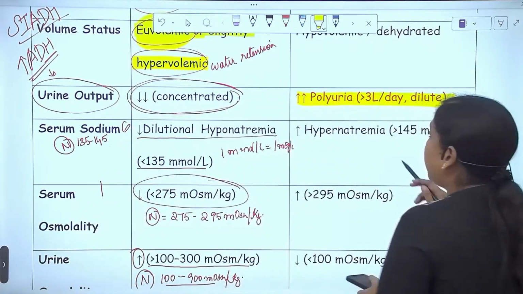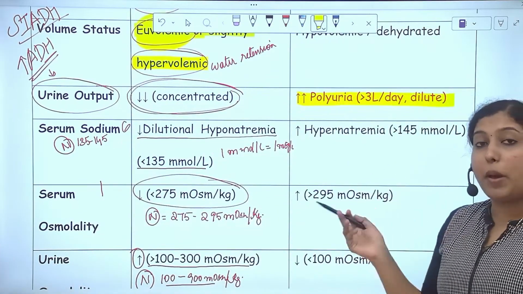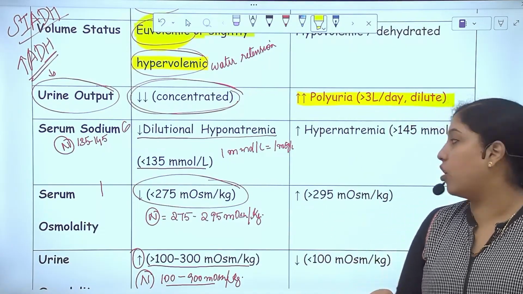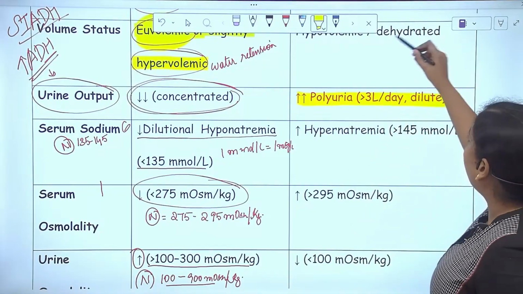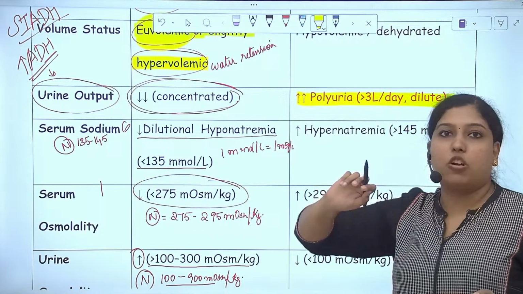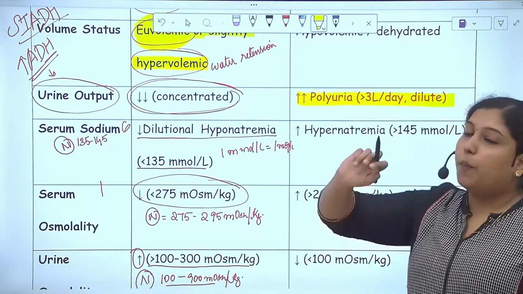On the other hand, if the patient has polyuria, paradoxically he will have polydipsia, where he consumes more water. What is the definition of polydipsia? When the patient is consuming more than 6 liters of water per day, we term it polydipsia.